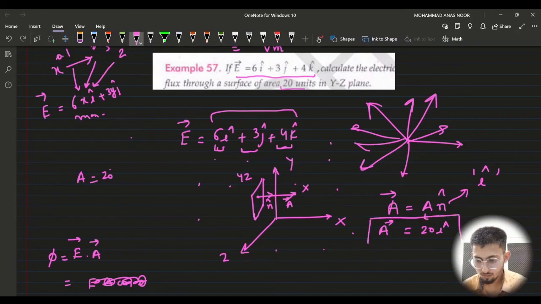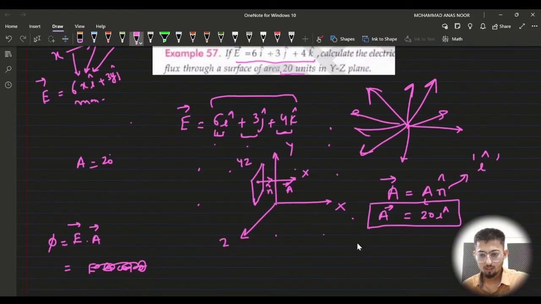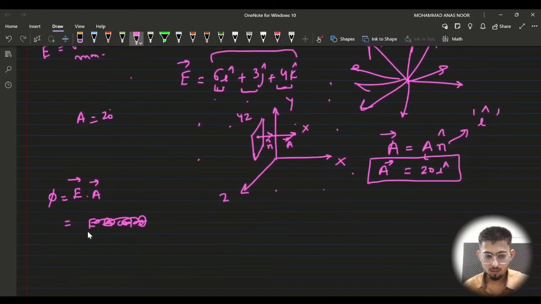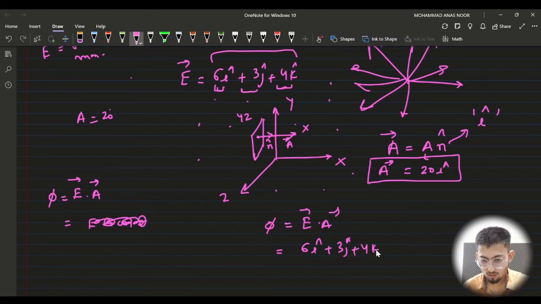Now let us find E dot A. E dot A is (6 I cap plus 3 J or K) dot product with A. A is just 20 I cap, so you can write 0 J and 0 K.